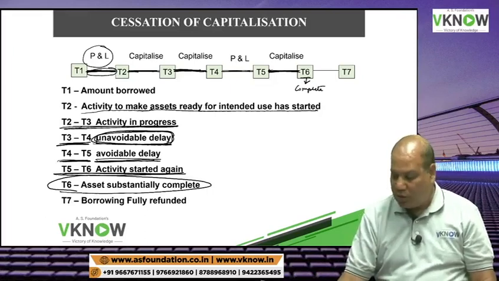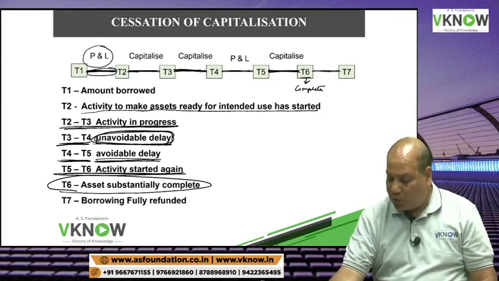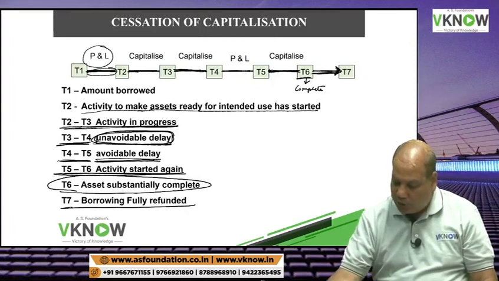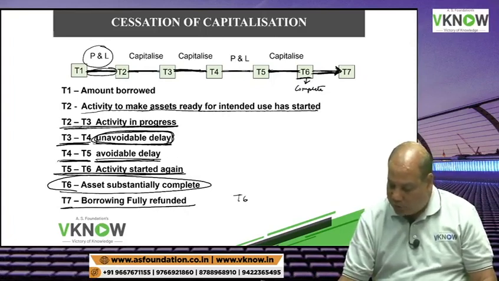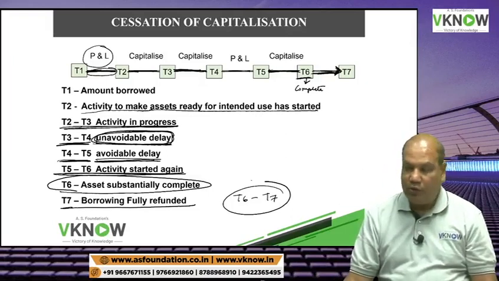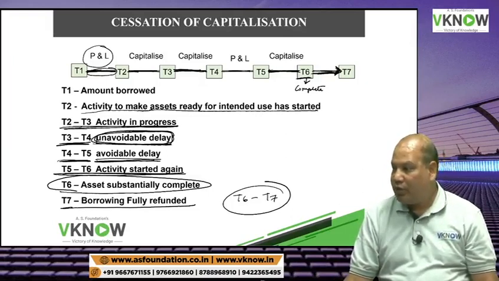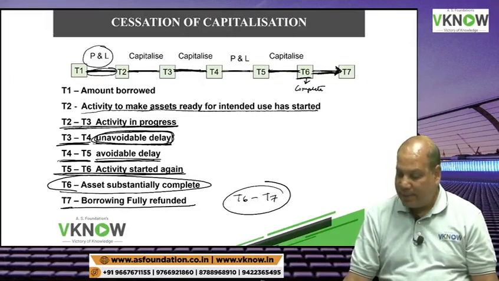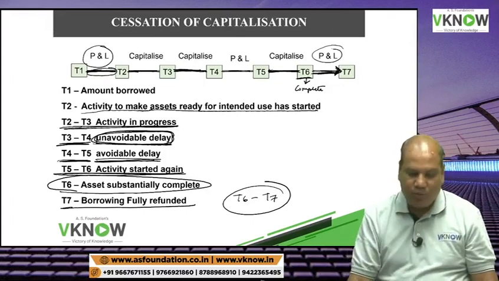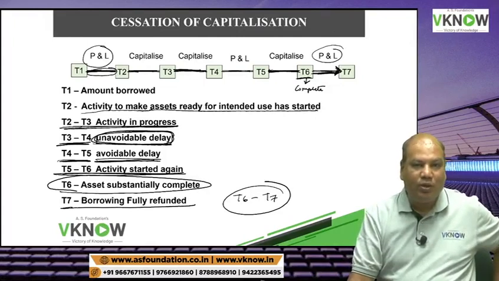Oh my God. But you are still paying the interest even after the asset is complete. At T7, the borrowing is fully repaid. So what happens between T6 and T7? Anybody? Between T6 and T7, the borrowing cost will be charged to P&L account.